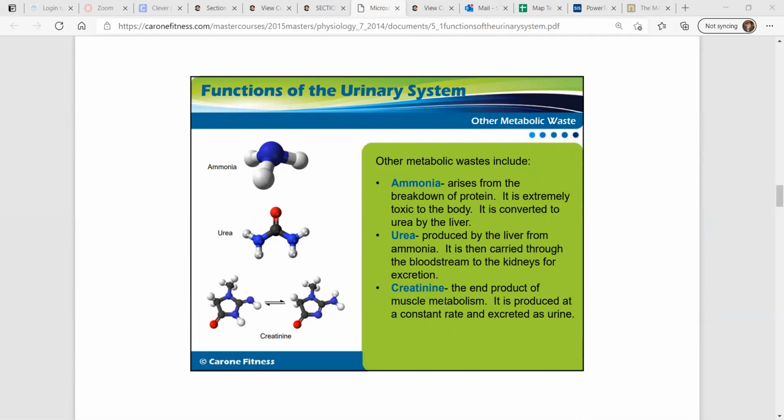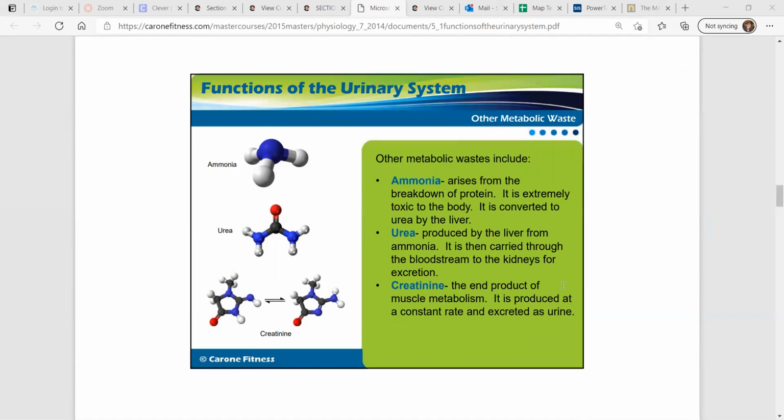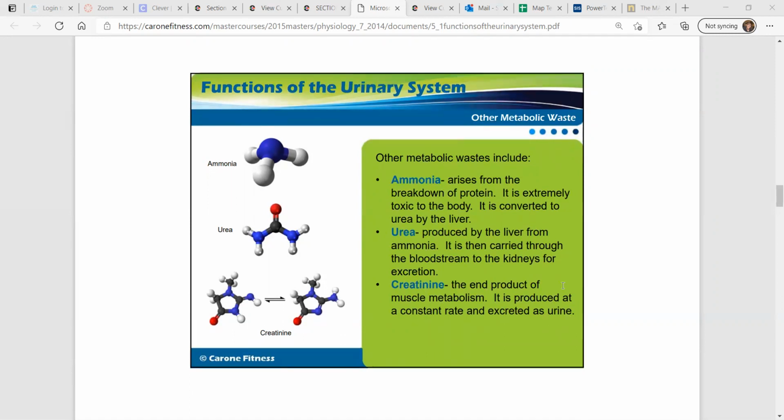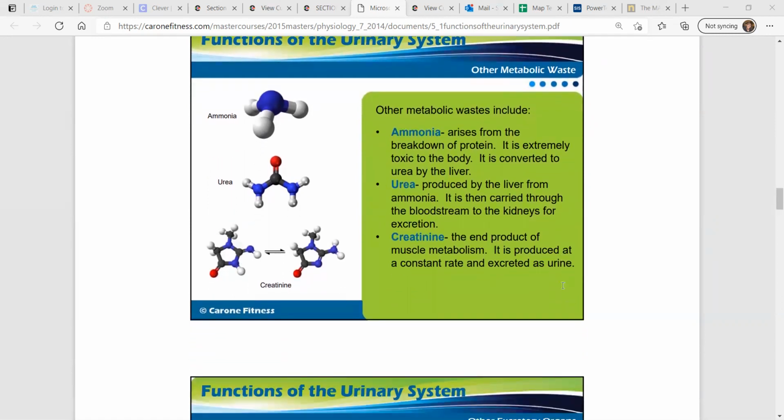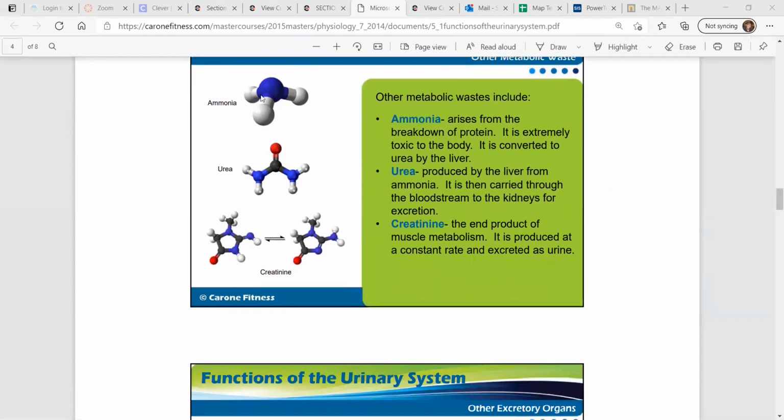Creatinine, that's the end product of muscle metabolism. It's produced at a constant rate and excreted as urine. So this is all found in your urine. Besides the ammonia, it's converted to urea.